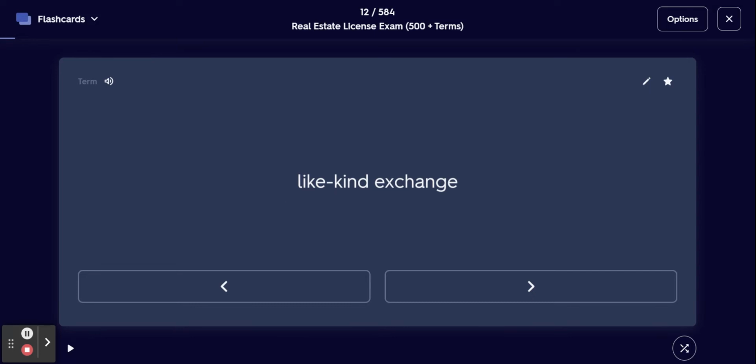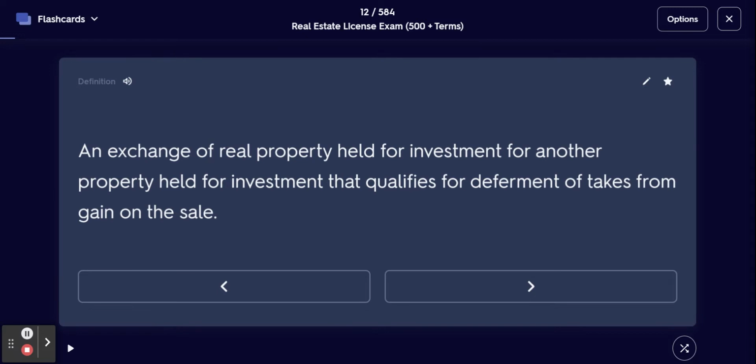Like-kind exchange. An exchange of real property held for investment for another property held for investment that qualifies for deferment of tax from gain on the sale.